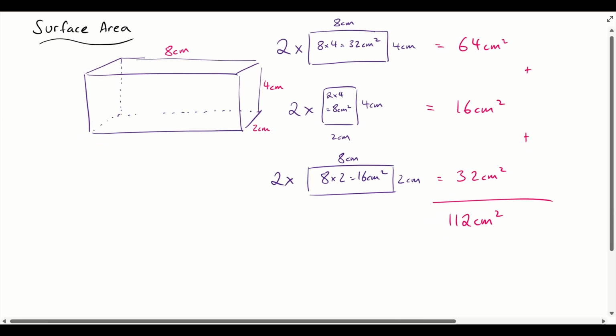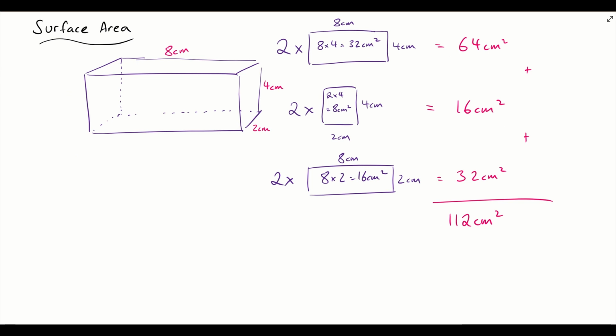So that's the example I've got there on how to calculate the surface area of rectangular prisms in particular. And in future videos, we're going to explore cylinders and other types of prisms and how we can calculate the surface area of those.